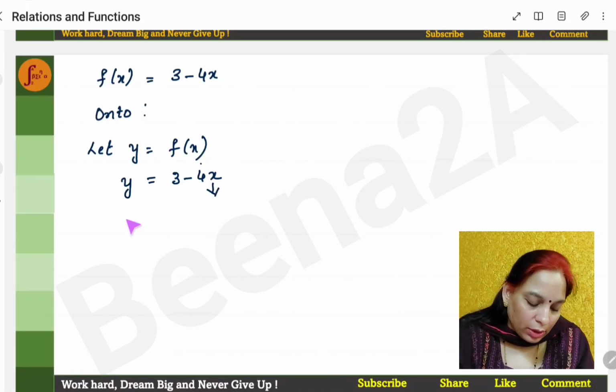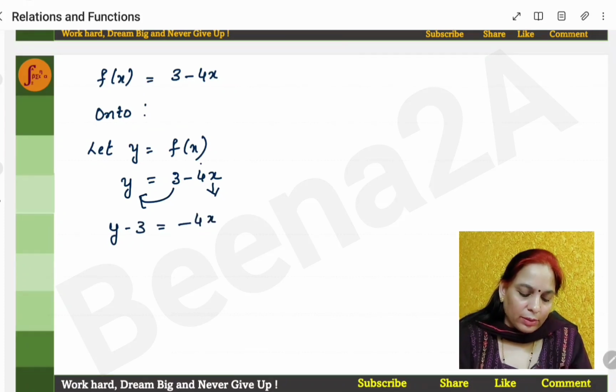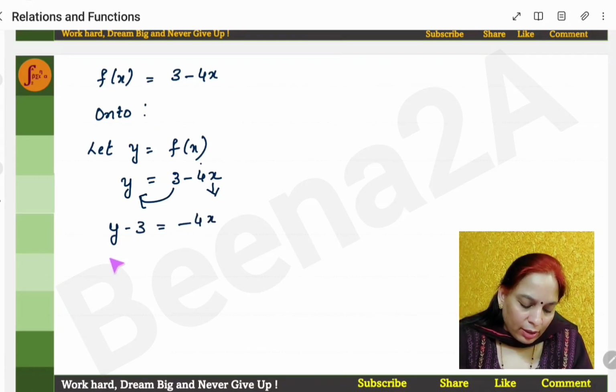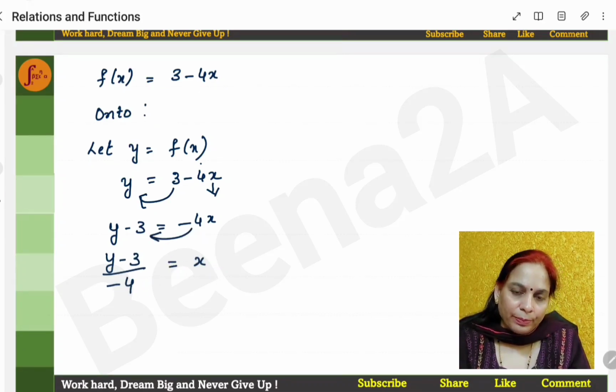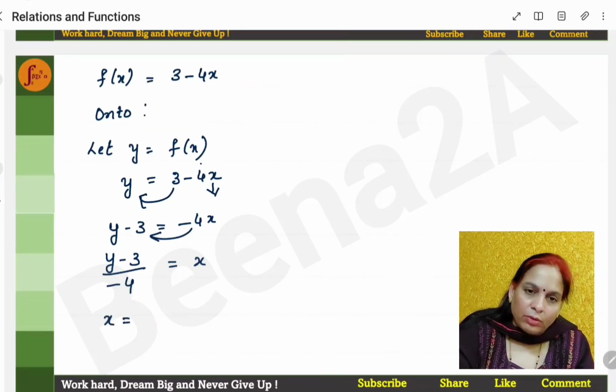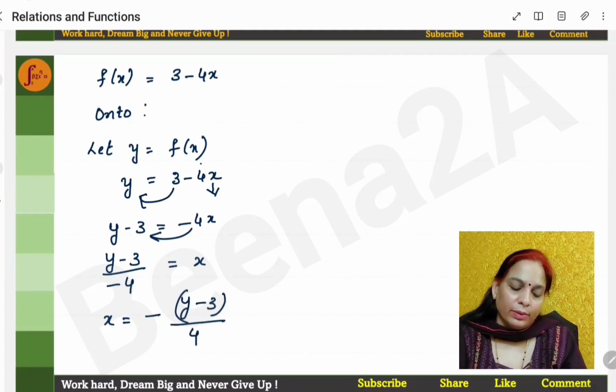So what I'll do is shift 3 to this side. So I'll get y minus 3 is equal to minus 4x. Or I can say (y minus 3) by minus 4 is equal to x. I'm shifting this here, right? I can write it like this, which means x is equal to minus (y minus 3) by 4.